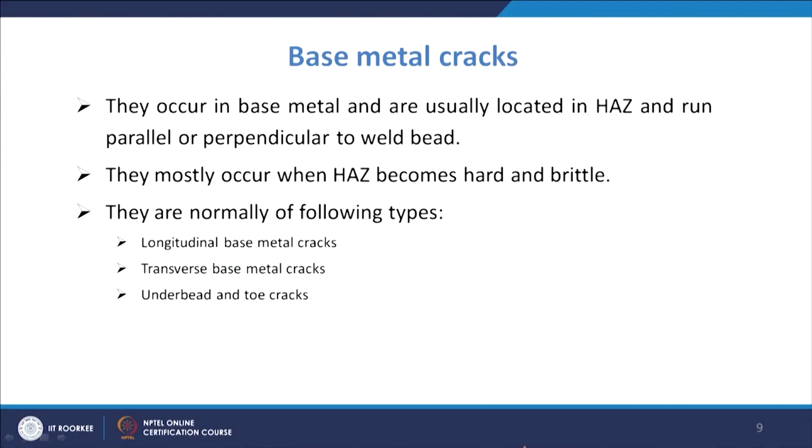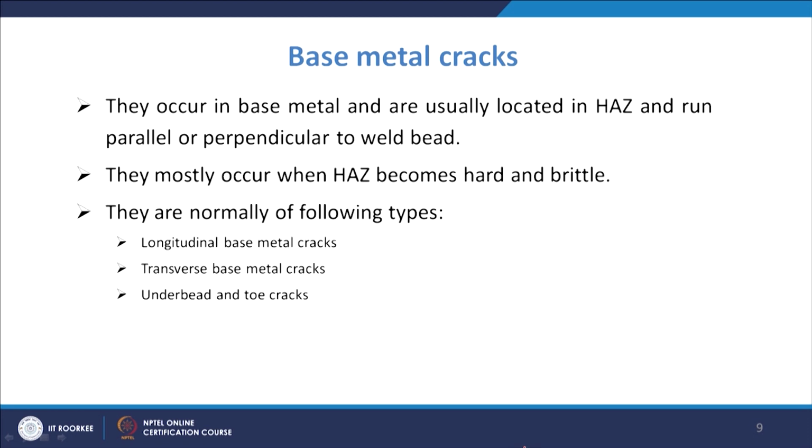Now, we will come to the base metal cracks. So far we have talked about the weld metal cracks; now we talk about base metal cracks. Normally they occur in the base metal, usually located in the HAZ, and run parallel or perpendicular to the weld bead. They occur mostly when the HAZ becomes hard and brittle, and that may be because of many reasons.